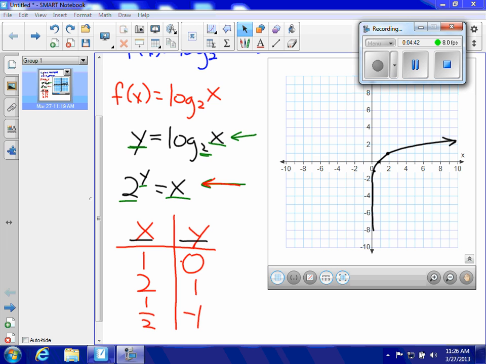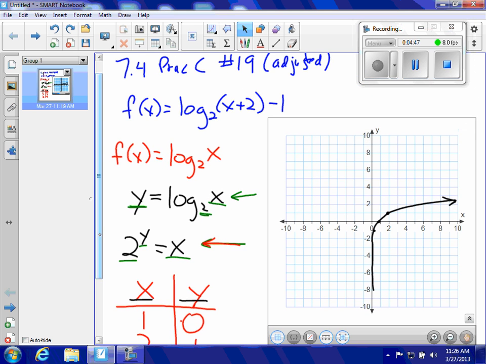And the graph also makes some sense when you remember the domain of a logarithm. I'm going to go back up to my parent function here. I have log x. X has to be greater than 0. And sure enough, my vertical asymptote is the y-axis, which is x equals 0, and all my x values are greater than 0. So my graph makes sense compared to what I know my domain has to be.